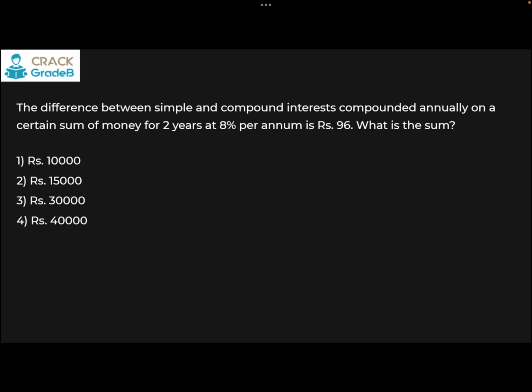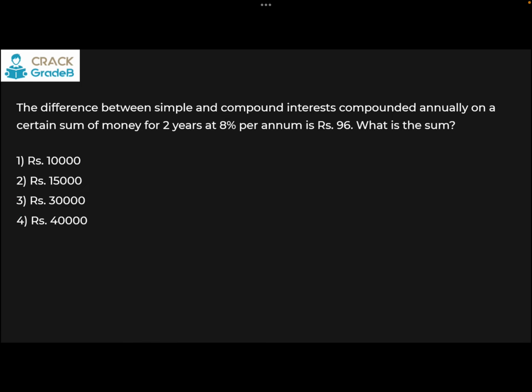It says the difference between simple interest and compound interest, compounded annually on a certain sum of money for 2 years at 8% per annum, is 96. What is the sum? So friends, if you try to use the formula to solve this question, it will be unnecessarily lengthy. And let's first solve this with the help of the formula, so that we feel the pain of going through the long process, and then we'll see the shortest way to solve this type of question.